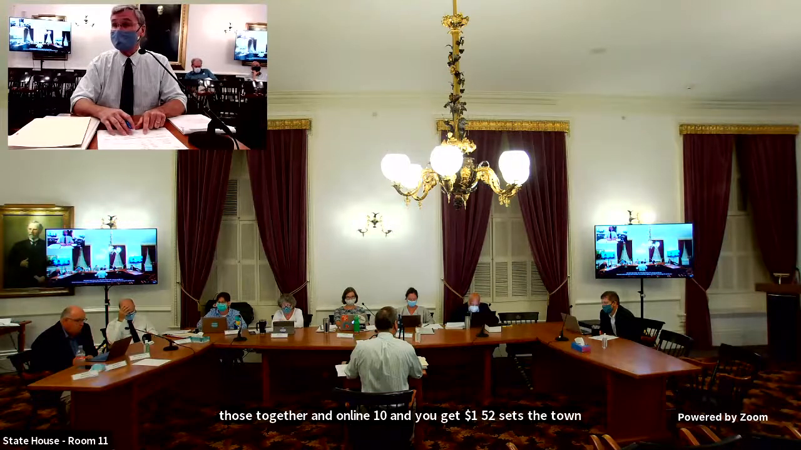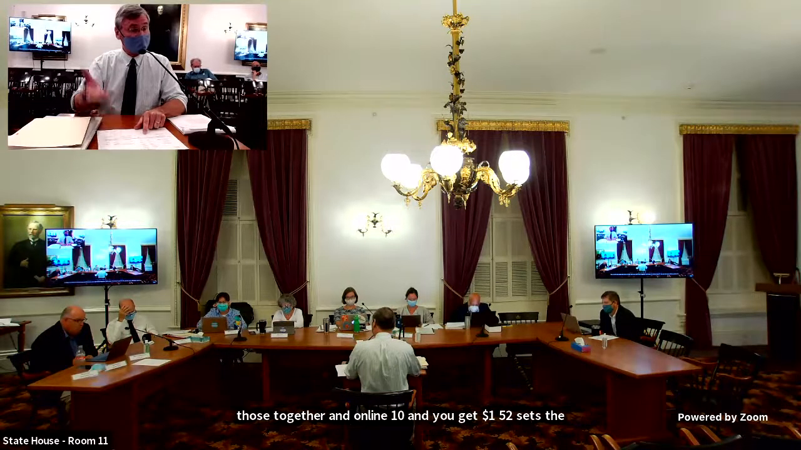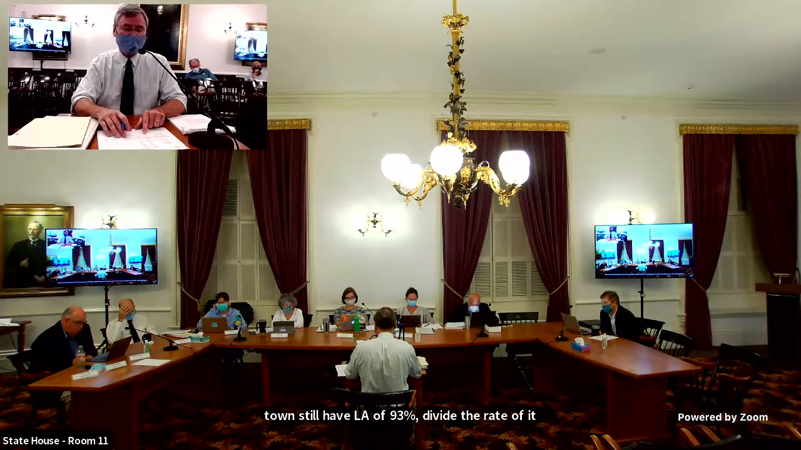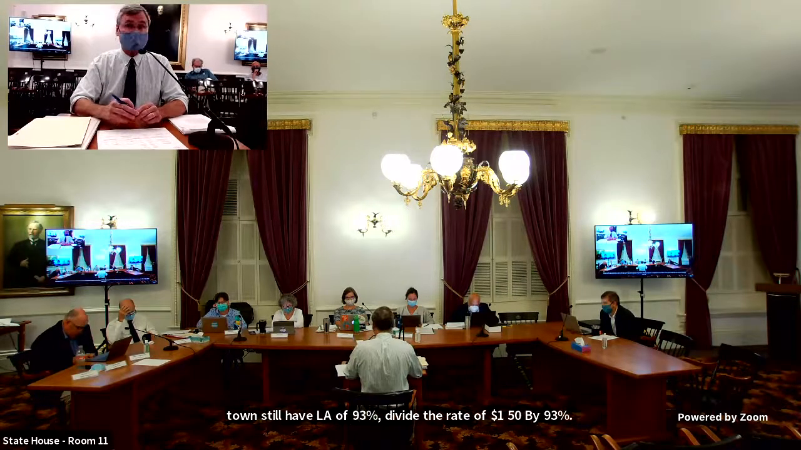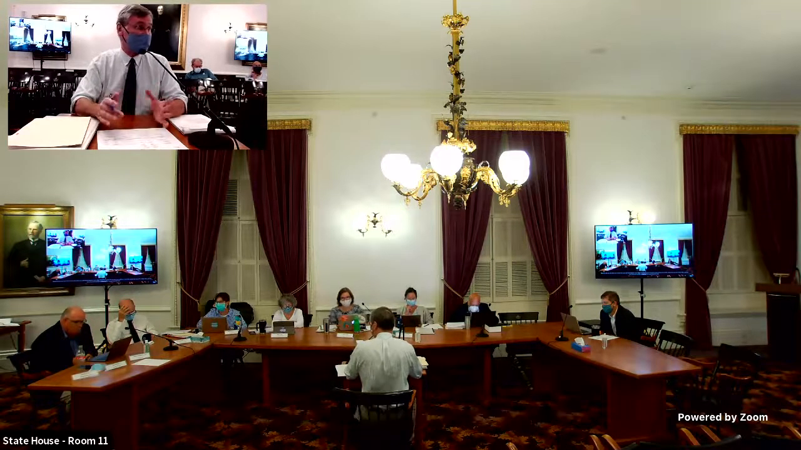The town still has a CLA of 93%. Divide the equalized rate of $1.52 by 93%, and you get a town tax that people will see on their tax bill of $1.6344. And that's how it's done.